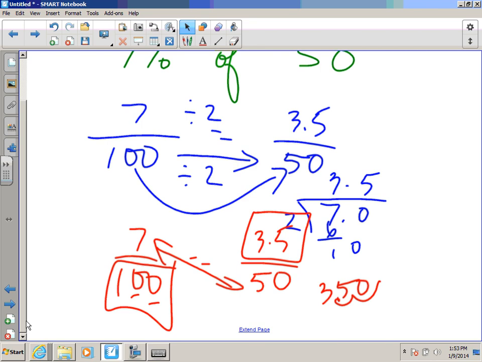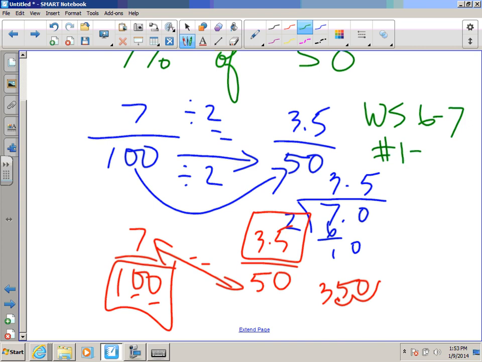So let's see, 6-7. Let's go 1 through 19.